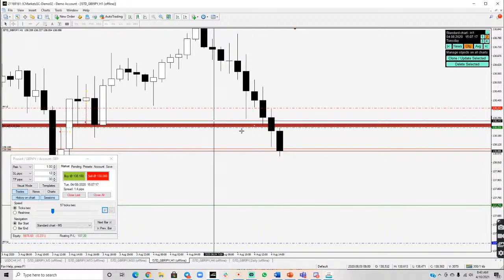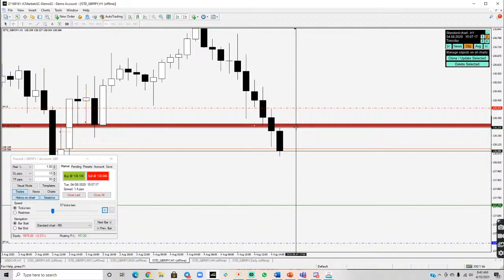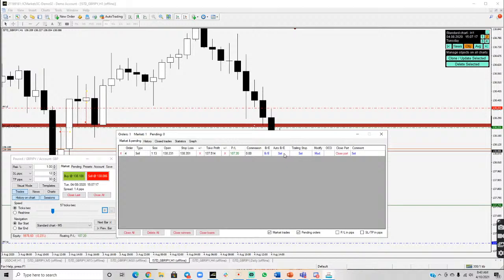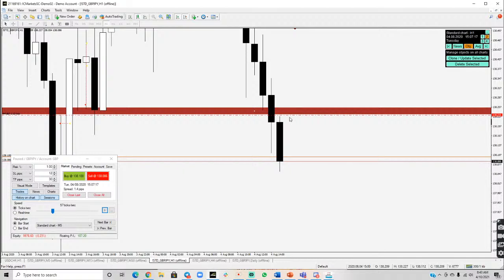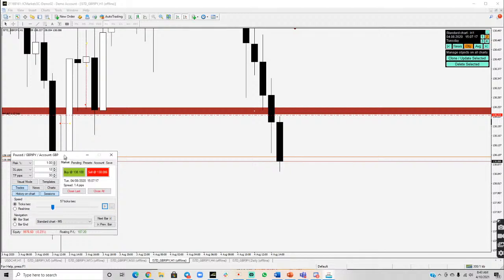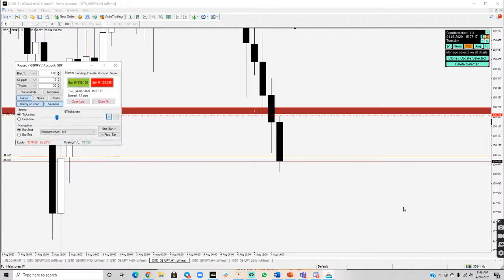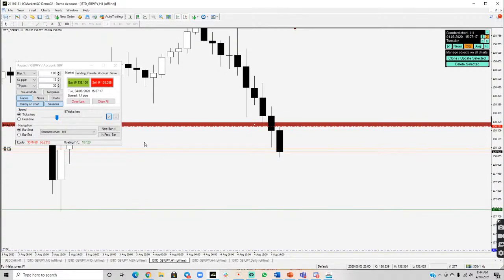All right, let's check our pip move again from entry. This is 17 pips. So what I'm going to do now is move my stop to entry. So this trade is now risk-free. Again, we are trying to do a day trade. We are trying to swing price down to this area where you can secure 50% and leave the rest to run. All right, so as you can see, we are back in profit.